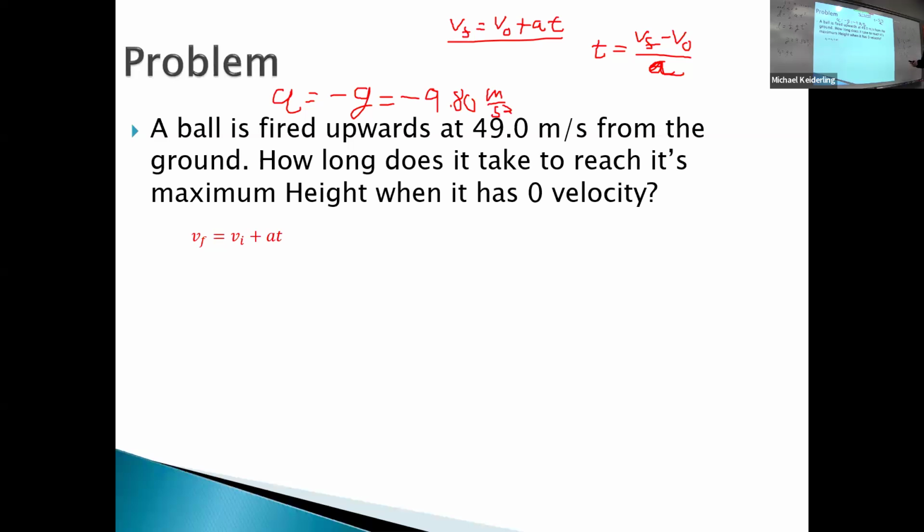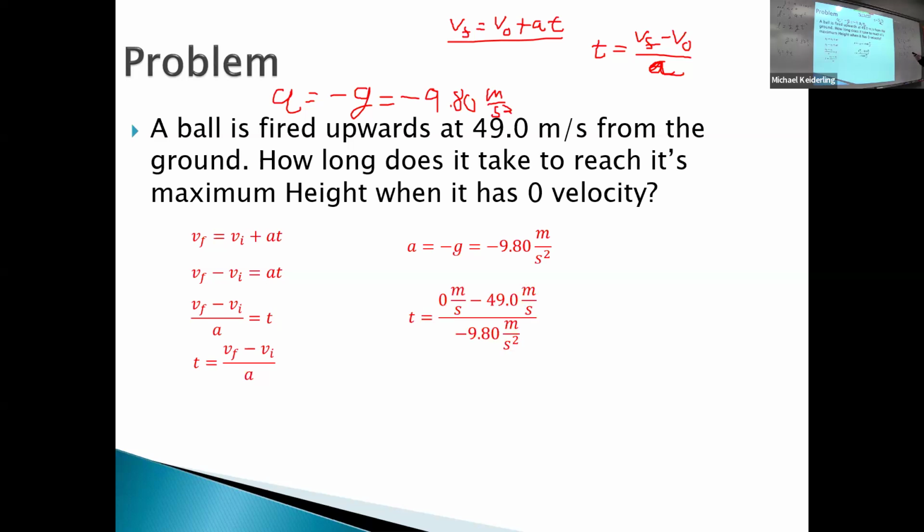Final velocity is initial velocity plus acceleration times time. We solve for time. Final velocity minus initial velocity equals acceleration times time. The final velocity minus initial velocity over acceleration equals time. So we'll be using this equation. Time is final velocity minus initial velocity over acceleration. Our acceleration is negative g, negative 9.8 meters per second squared, because it's pointed down. And in this case, we're taking up as positive.